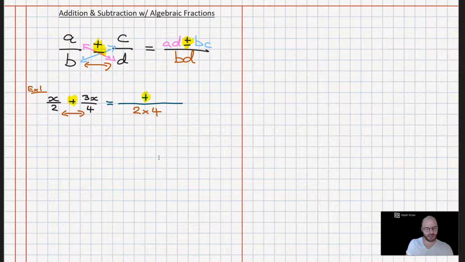Thirdly, I'm going to get the first term in the numerator, and that's going to be the multiplication of the first numerator with the second denominator. So that's going to be x times 4. Then we're going to get our second term in our numerator by multiplying our second numerator with our first denominator. So that's going to be 3x times 2. Cleaning this up, we're going to get 4x plus 6x all divided by 8.